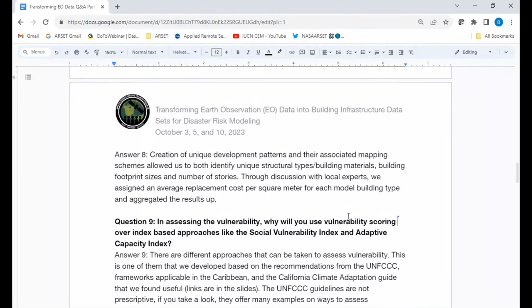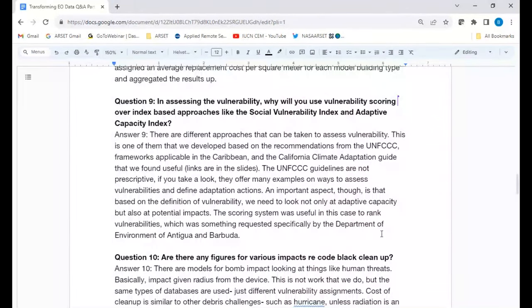Question nine. In assessing the vulnerability, why will you use vulnerability scoring over index-based approaches like the Social Vulnerability Index and Adaptive Capacity Index? Brock, I can respond to this one if you want. Oh yeah, please. Okay. So there are many approaches that you can take.